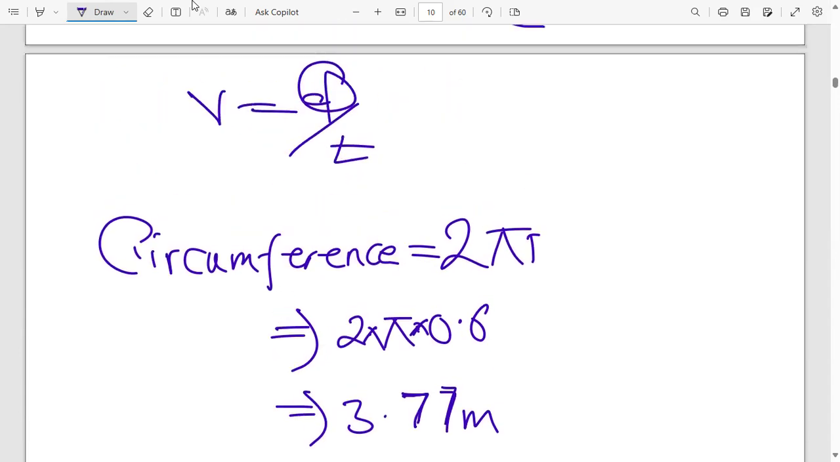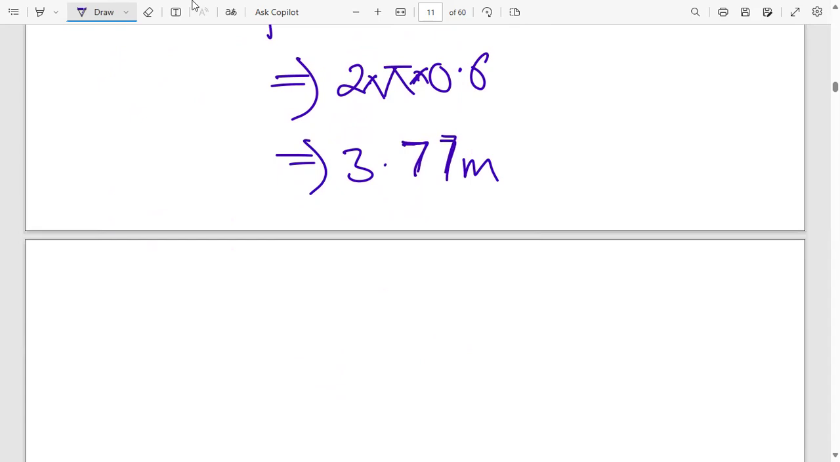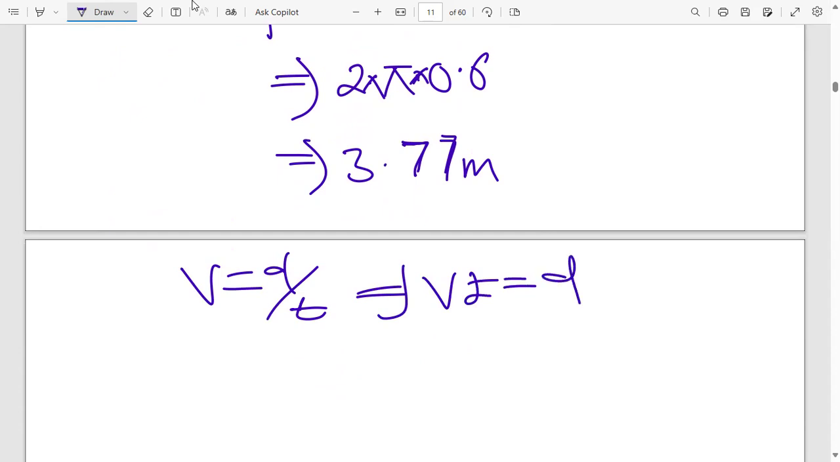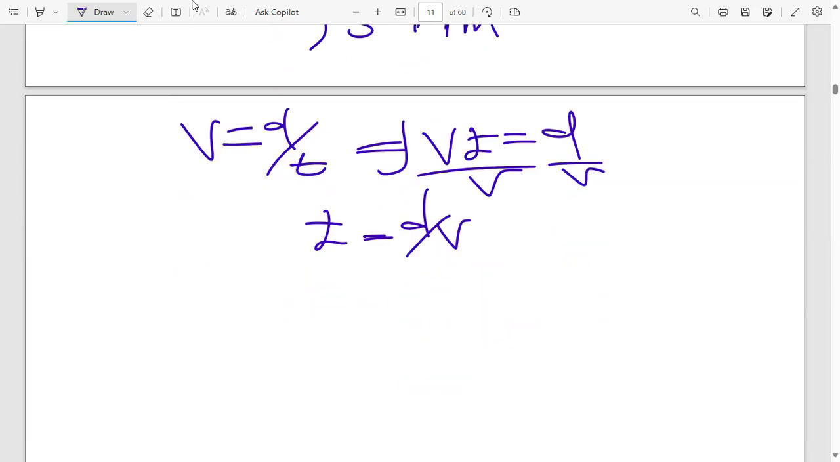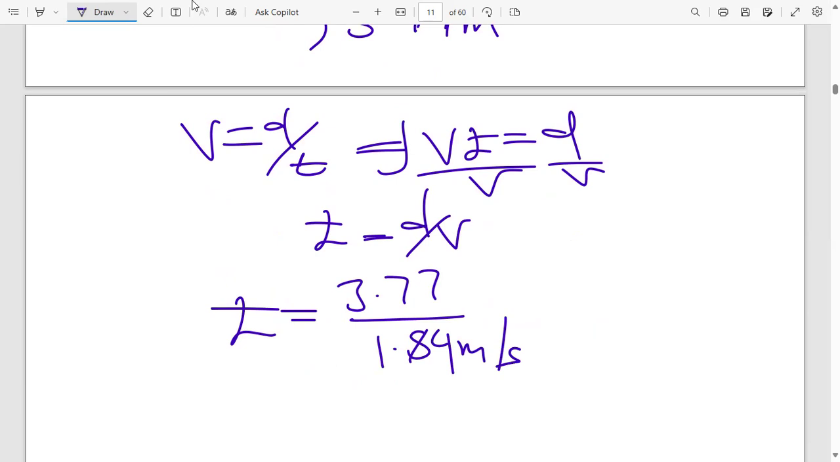Since we've already gotten the velocity, we're going to say velocity is equal to distance over time, of which we're looking for time in this case. So Vt is equal to distance, so time is equal to distance over velocity. Our time is equal to the distance, 3.77, over velocity, which is 1.84 meters per second. The meter and the meter goes away.